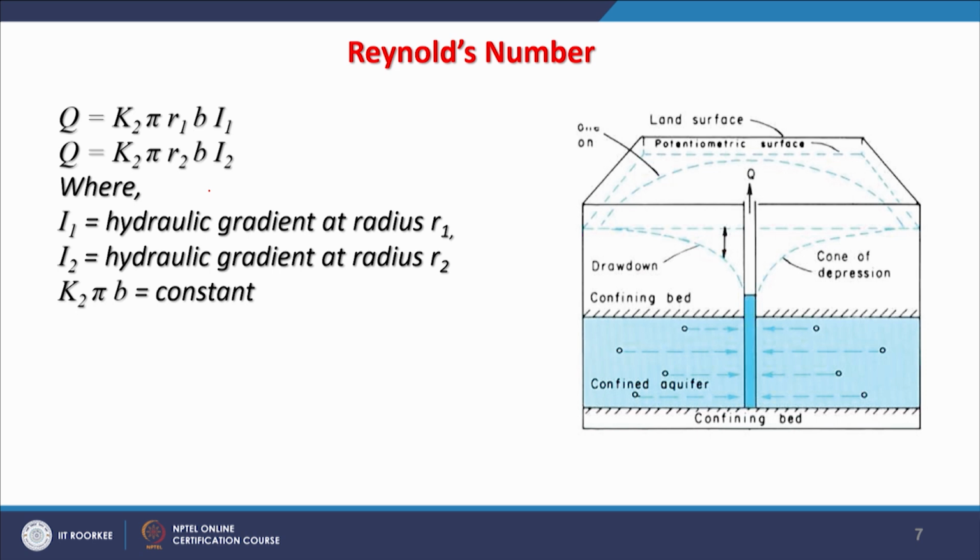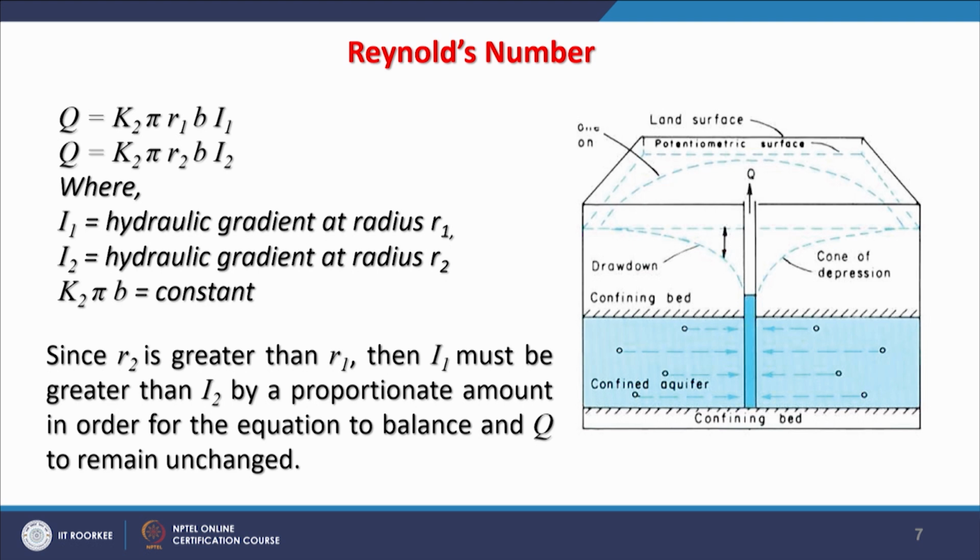So, we can write these equations where R2 is greater than R1, because this radius is larger. Then I1 must be greater than I2 by a proportionate amount, and this hydraulic gradient, in order for the equation to balance and Q to remain unchanged.